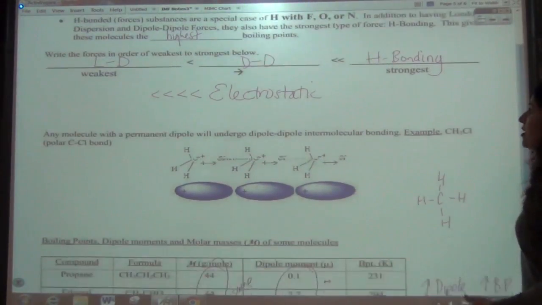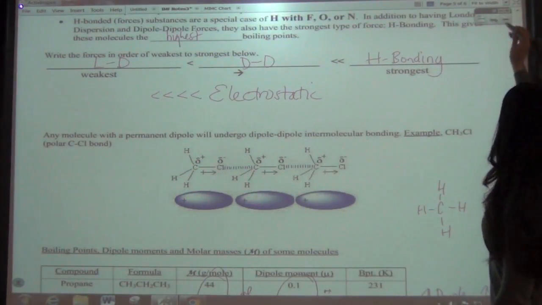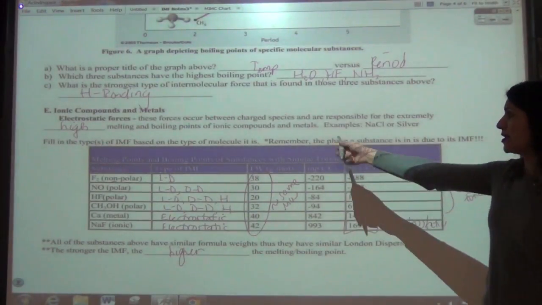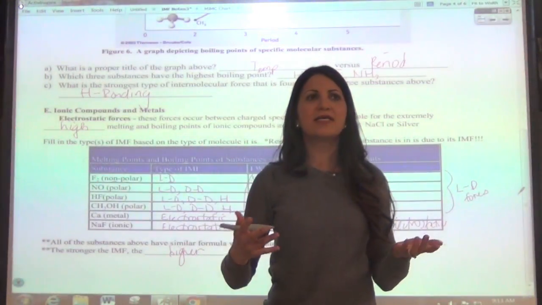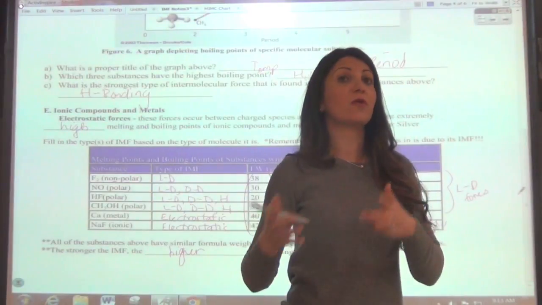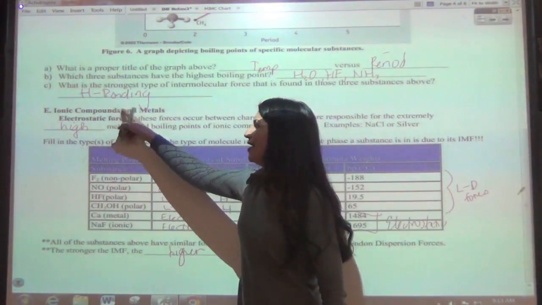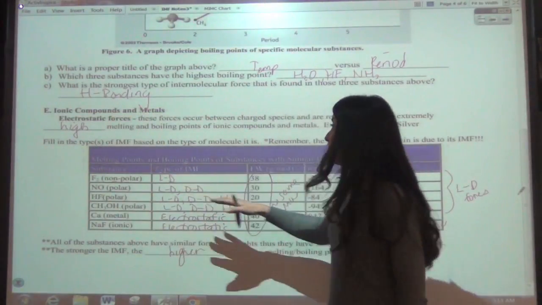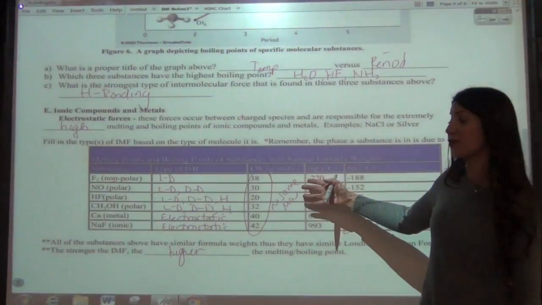Now, the last thing that I want to make sure that we look at is there is one more type of force. It's actually down here. There's one more type of force, and this is not called an IMF because IMFs are specifically for molecular compounds. But for metallic and ionic compounds, these have even higher boiling points than the other ones do.